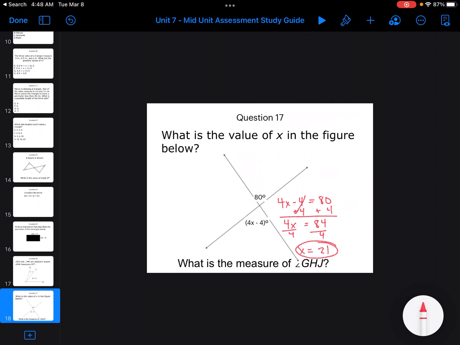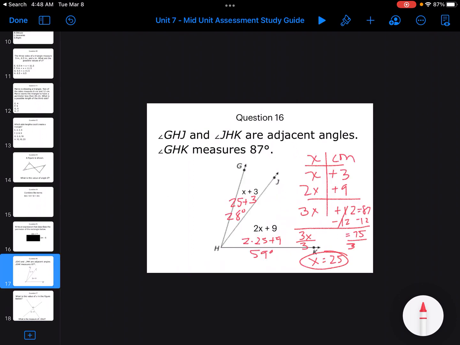I put that on the wrong slide. I need to move that. GHJ. So they wanted this angle, 21, or angle 28.